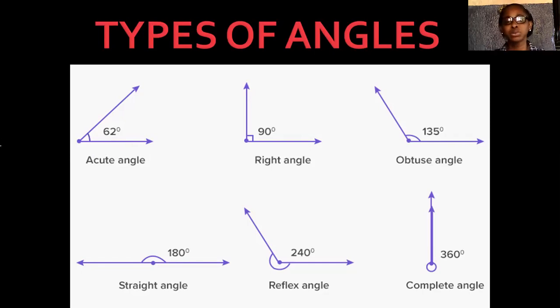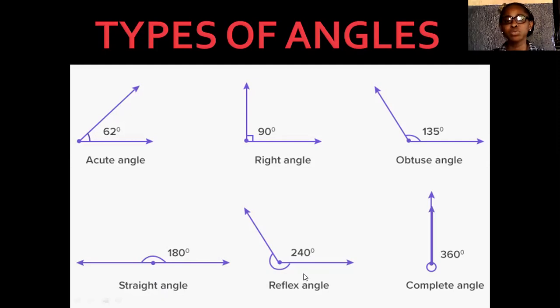We have the right angle, which is 90 degrees. It must be 90 for it to be a right angle. We have the obtuse angle. They are more than the right angle, but less than 180 degrees. 179 degrees is also an example of an obtuse angle. We have another one, the straight angle, which is 180 degrees. The sum of angles on a straight line must give us 180 degrees.